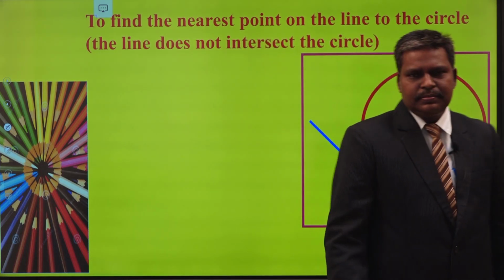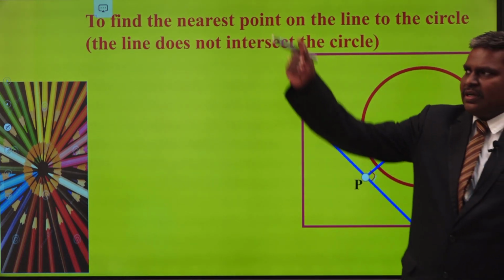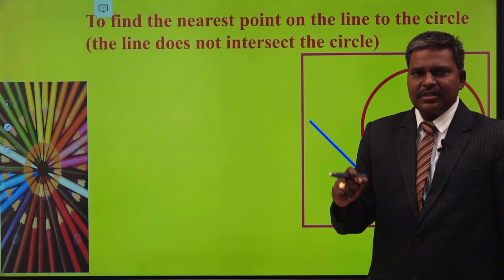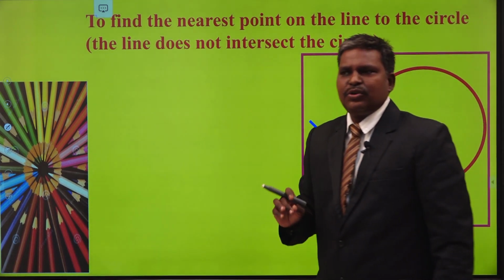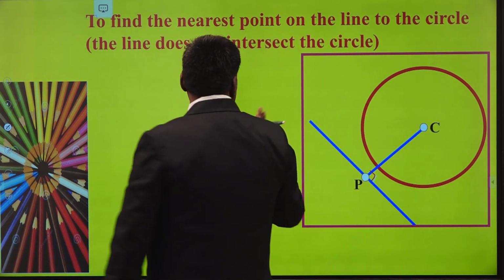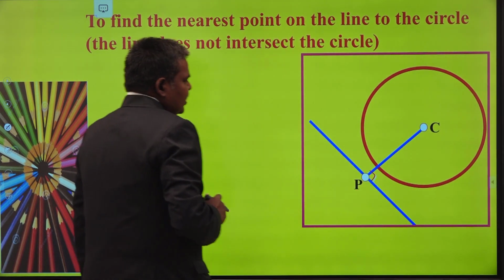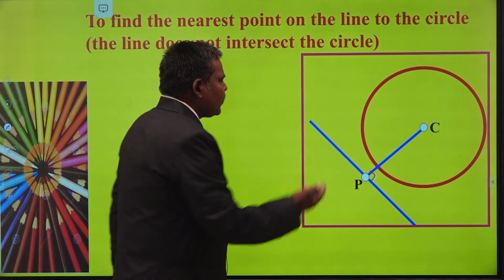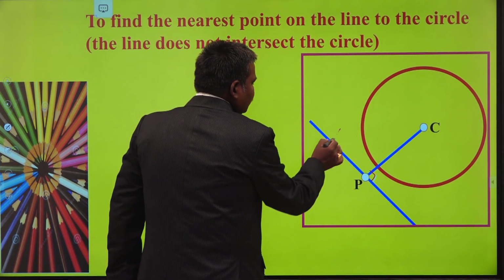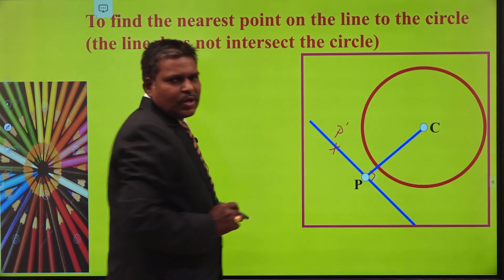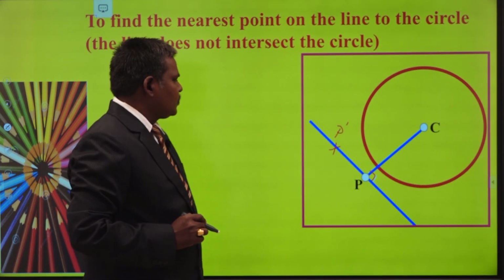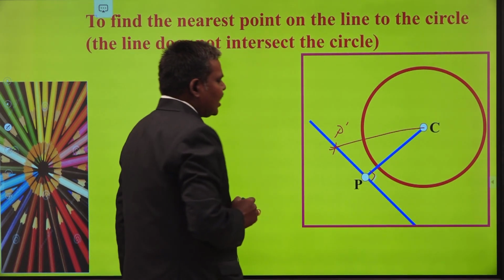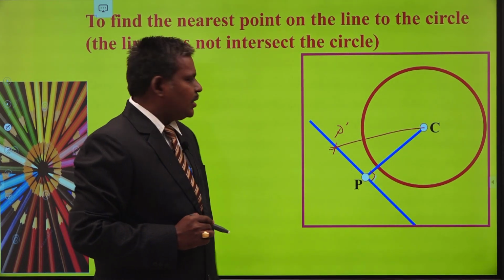That's it. What you have to do? Draw the perpendicular from center to your line. You get the foot, that is the nearest point on the line to the circle. Why? Why are you going to agree? See here, I do not accept this point P. Go for another point P dash. No problem. This is your point P dash. Now, can you join P dash to C or not? Yes, you can immediately join.